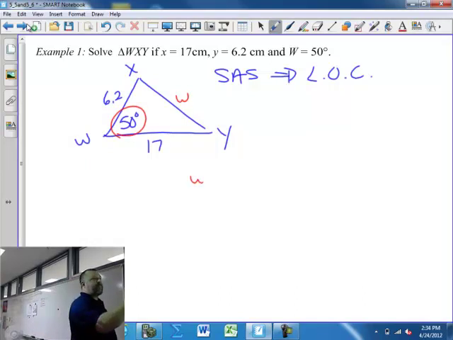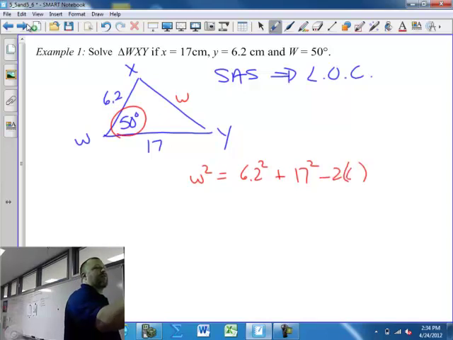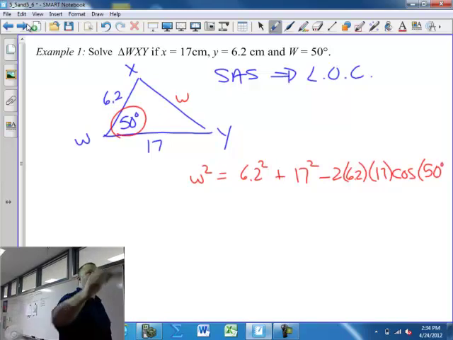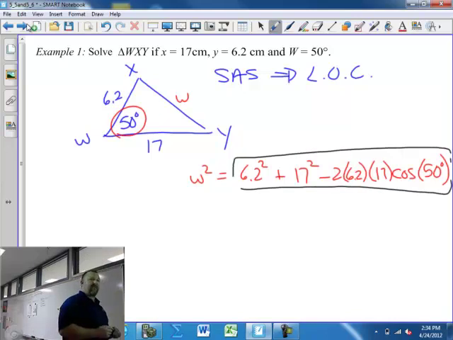So we're going to start with W squared. We'll equal the other two sides squared, so 6.2 squared plus 17 squared minus 2 times 6.2 times 17 times the cosine of our angle, angle W, which in this case is 50 degrees. Those are all numbers. So we can just type them all into our calculator.